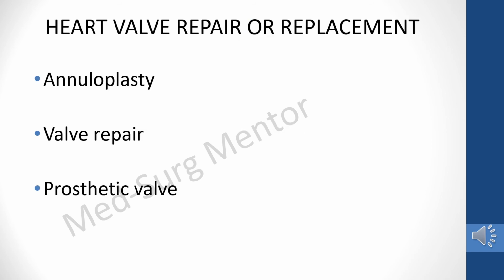The second surgical measure used to treat heart failure is heart valve repair or replacement. It is done if the reason for heart failure is a defective or faulty heart valve. Here, the valve is either repaired or replaced with an artificial valve. The common procedures done are annuloplasty, valve repair, and prosthetic valve implantation.